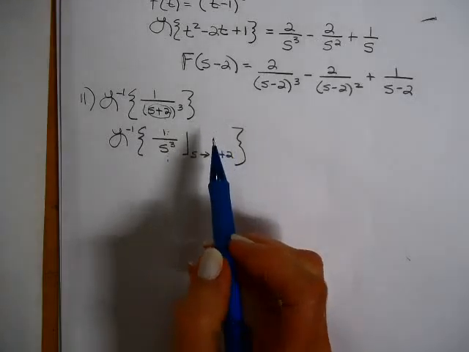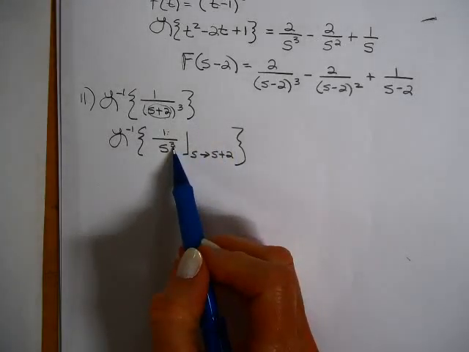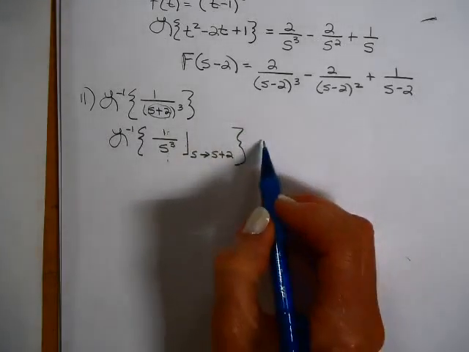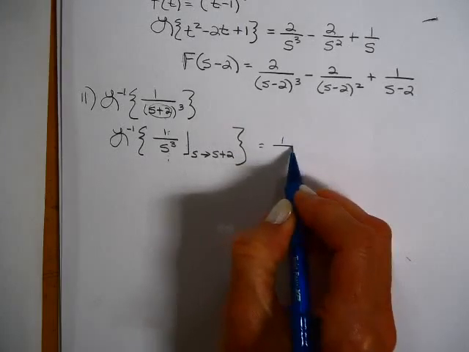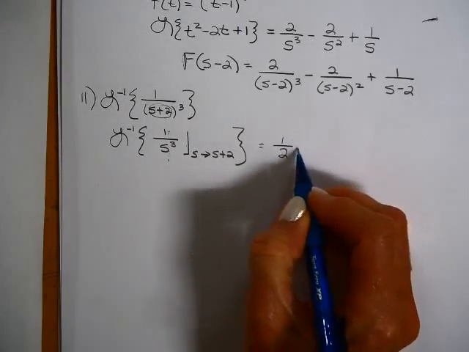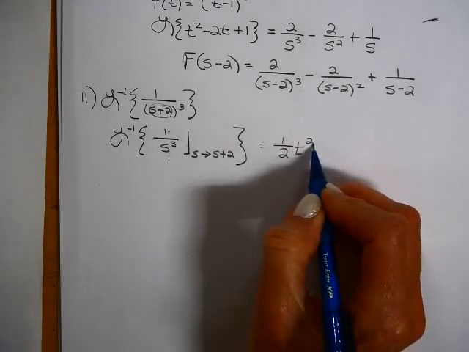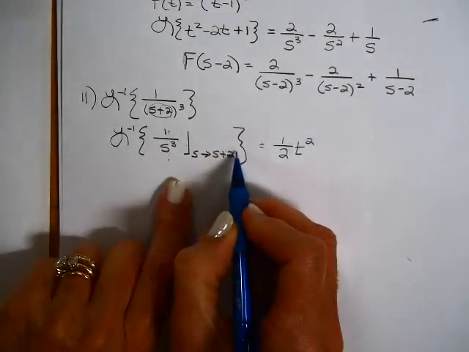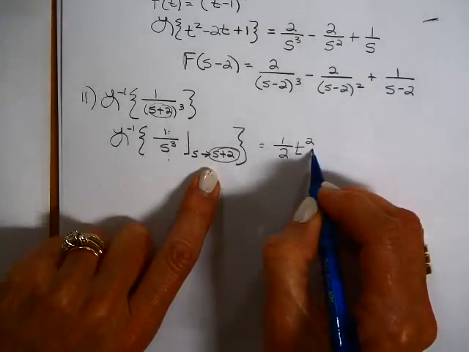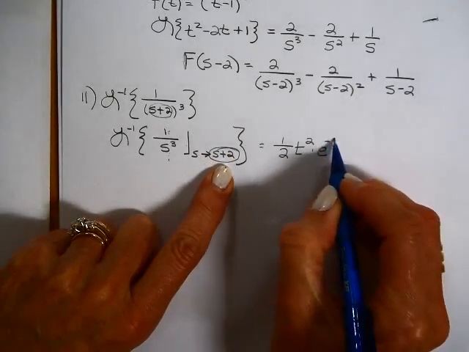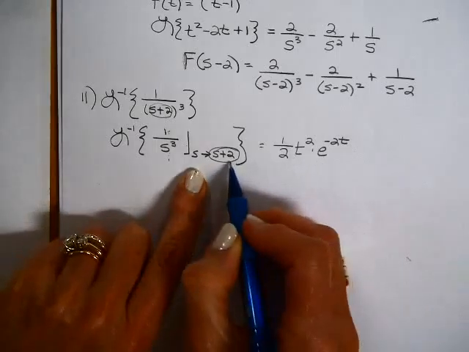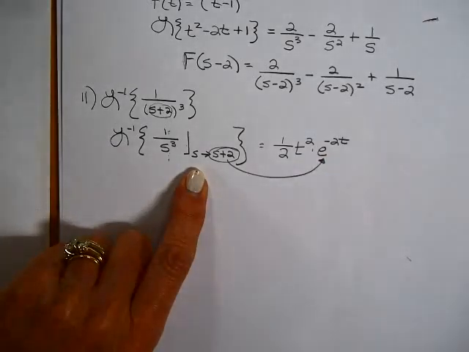Inverse Laplace transform, yes. That's 2 plus 1, so I needed a 2 factorial, so this would be 1/2 t squared. And you represent this by multiplying it times e to the negative 2t. This takes care of that shift right there when you go backwards.